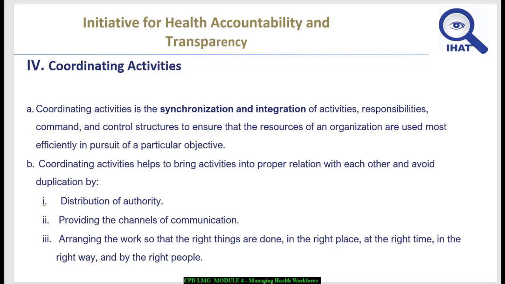It does this by distribution of authority, providing the channels of communication to prevent conflict, and arranging the work so that the right things are done in the right place, at the right time, in the right way, and by the right set of people.